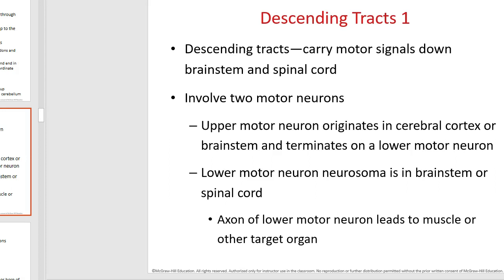So what I wanted to do was go ahead and finish chapter 13. So here we go with descending tracts. There are two types of tracts in the body. And remember, when we're talking about tracts, we're talking about white matter, because that's talking about columns. Descending tracts are going to carry motor signals down the brainstem and the spinal cord, because remember, the brainstem and the spinal cord are the only two organs in the central nervous system. Everything else is going to be in the peripheral nervous system. Ascending tracts are going to carry information up the body, and you're going to deal more with sensory.